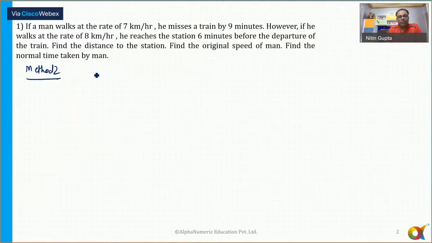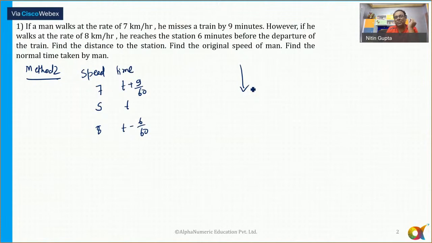Now, what is method 2 here? The pattern, try to understand speed and time. There is a normal speed, normal time. In one case, if my speed is 7, I miss a train by 9 minutes. So this is t plus 9 by 60, and then 8, and then that is t minus 6 by 60. So in one case, I miss a train by 9 minutes, so I'm late by 9 minutes and I'm taking plus 9 extra. In another case, I'm reaching 6 minutes early, so minus 6 here.